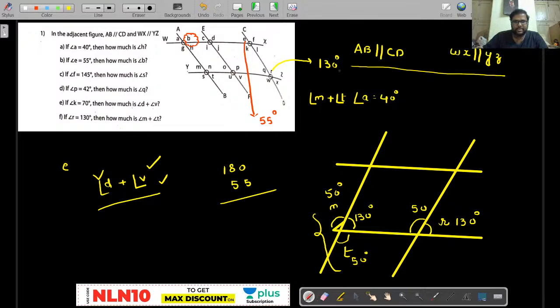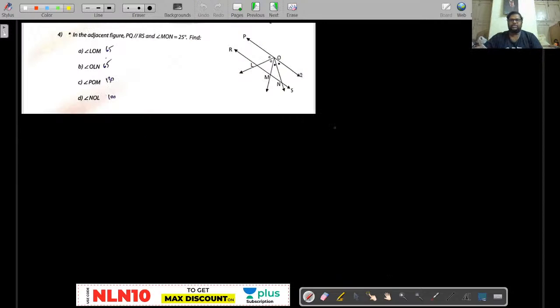Very good, very good. Now let us go to the next question, right? Now observe this question. Just a continuation of the first three basic points, right? In the adjacent figure, it is given that PQ is parallel to RS. And angle MON is given as 25 degrees. Right? So, for our convenience, I'll draw the diagram here, right?